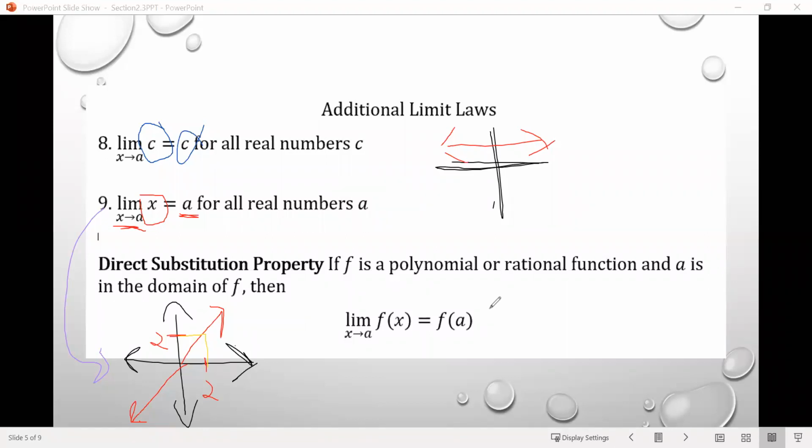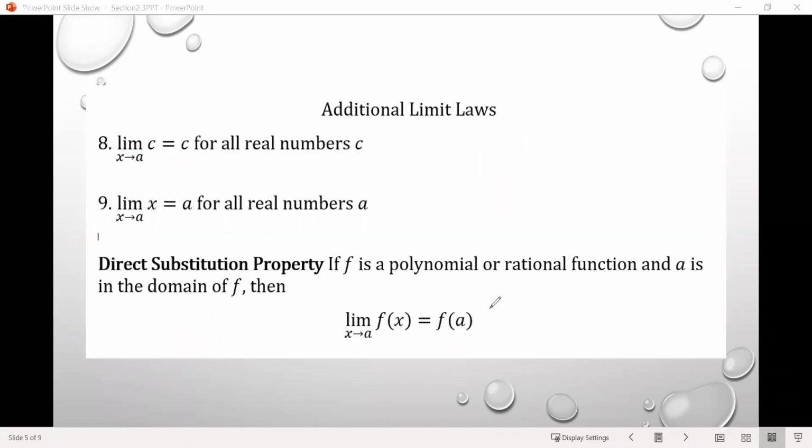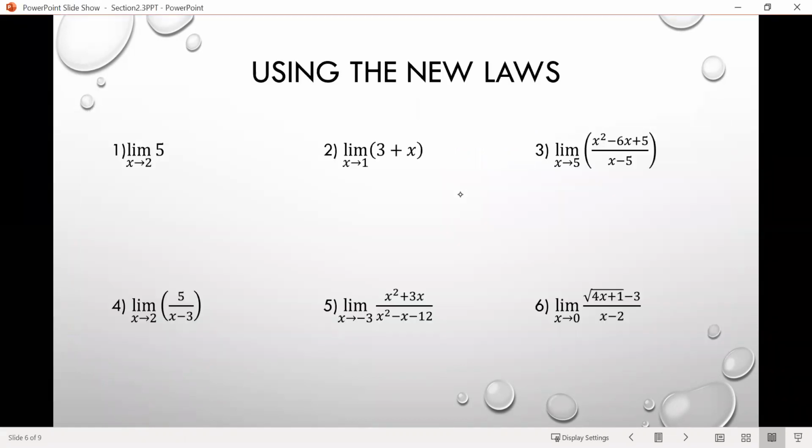And this last one, the direct substitution property, says that if the function f is a polynomial or a rational function, and I'll actually take this a little further, it works for any function, if the value a is in the domain of the function, so the number that we're getting closer and closer to is in the domain of the function, then we can find the limit by just plugging that value a into the function. If you think about what we just said for the function f of x equals x, hopefully that makes sense why that works. All right, so let's use these properties to do a few more problems here.